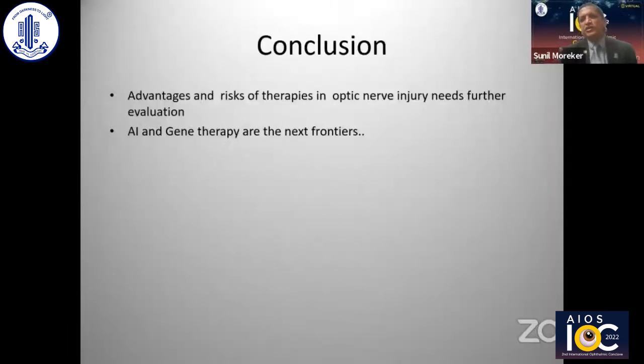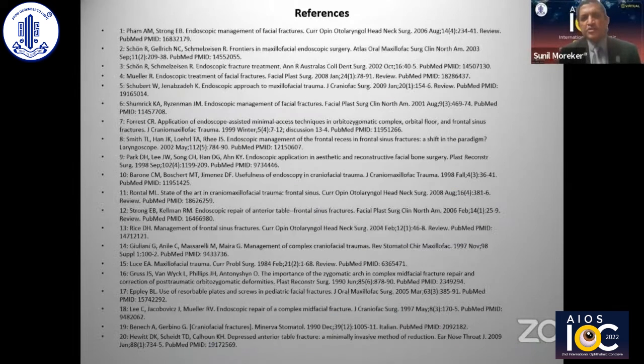So in conclusion, advantages and risks of therapies in optic nerve injury need further evaluation. Artificial intelligence and gene therapy are the next frontiers. Thanks to all my patients.